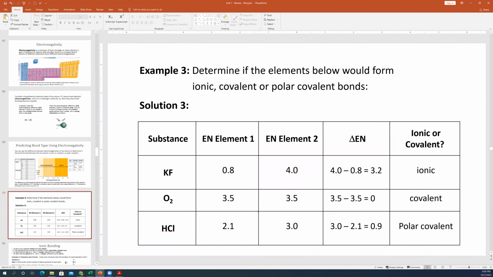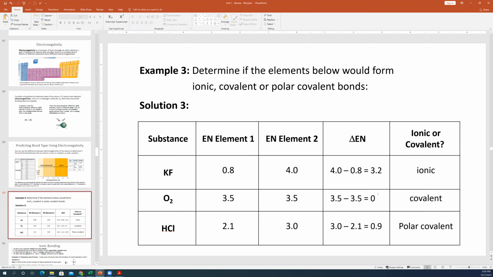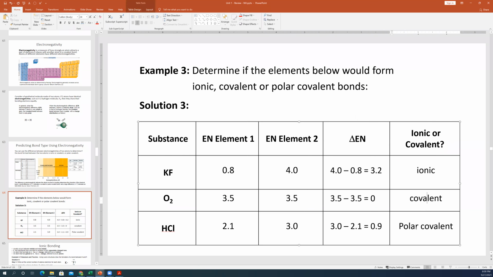And we went through this example of determining electronegativities of your first atom, your second atom, the difference between them, and then looking at the difference value, consulting the chart, and deciding what type of bond you're going to have, whether it's going to be ionic, covalent, or polar covalent.